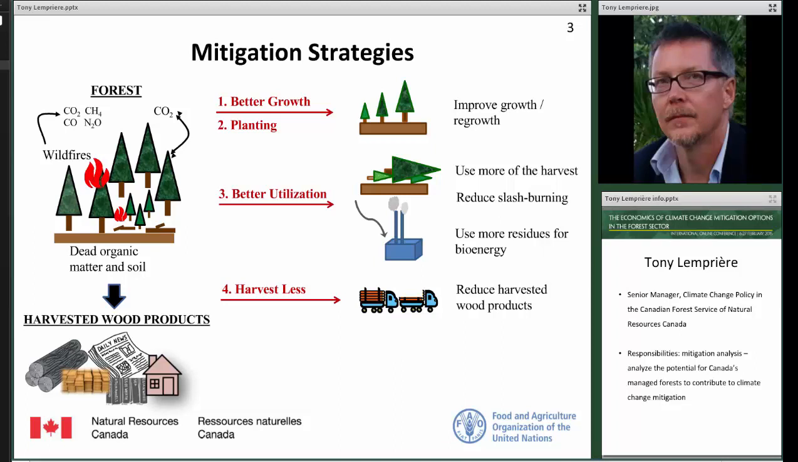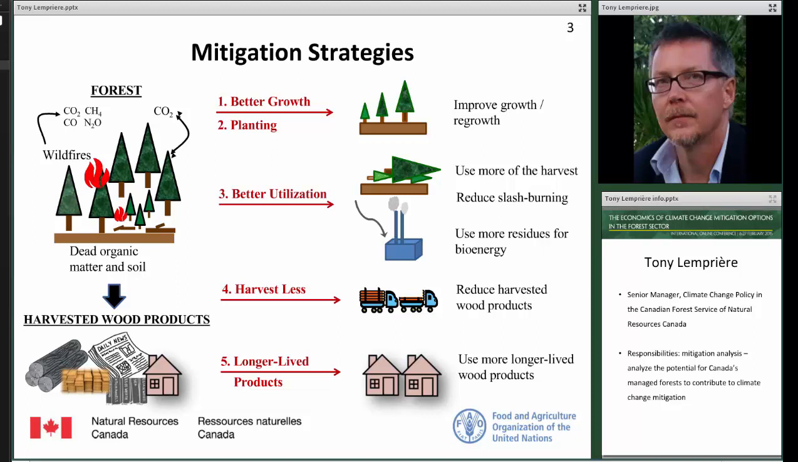area available for harvest. And we looked at wood products through a longer-lived products strategy, which assumed that the harvest is used to produce a greater proportion of longer-lived products like lumber at the expense of pulp and paper production. We also examined 2 combination strategies in which the longer-lived product strategy was combined with better utilization and combined with harvest less. So in this presentation, I'll be showing results for these 7 strategies.